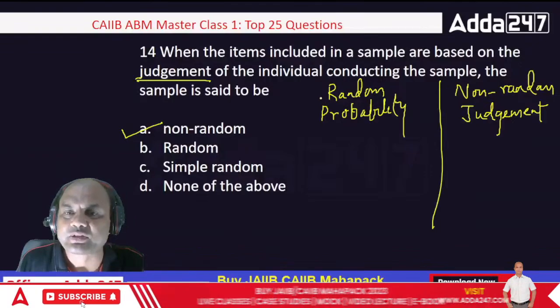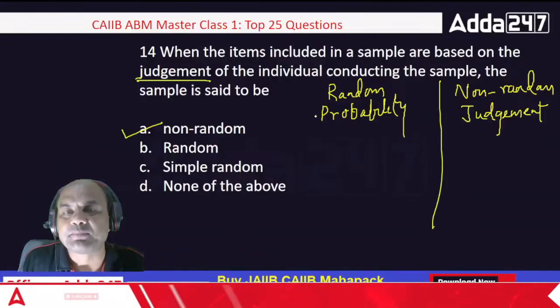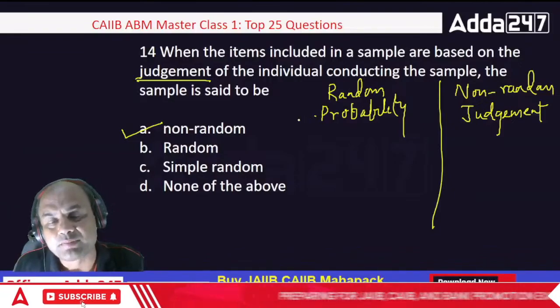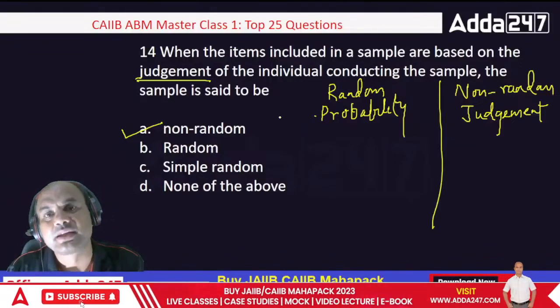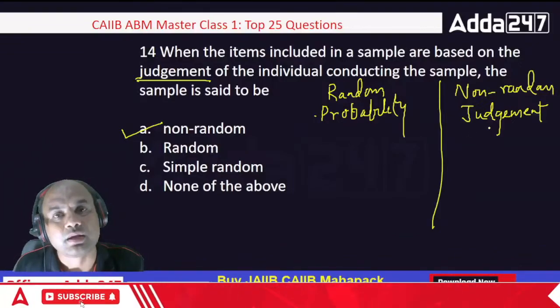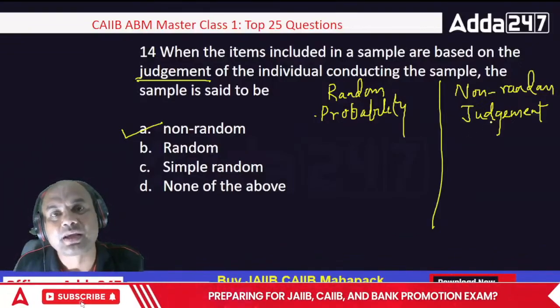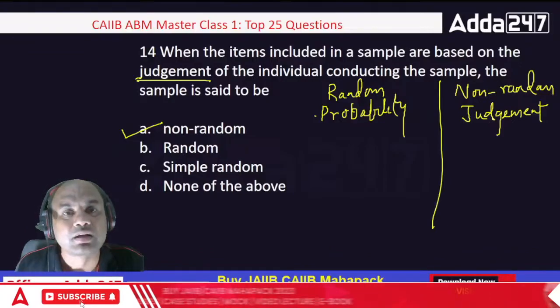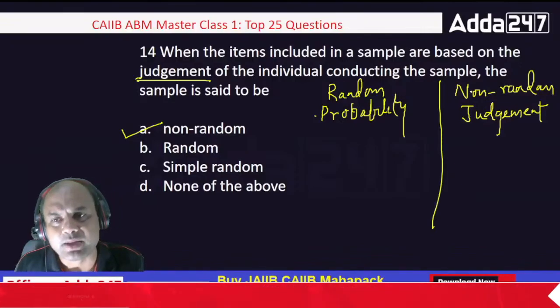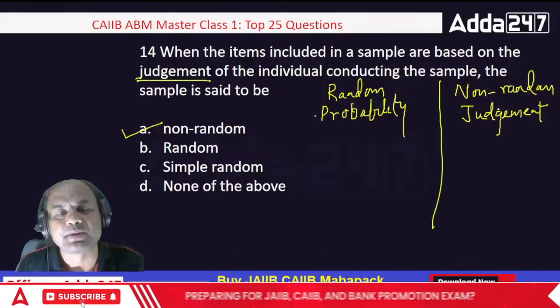In random, that is probability sampling, you have 4 types: simple random, systematic, stratified, and cluster. And in non-random you have many: snowball sampling, convenience sampling, and 3 to 4 more. There are many judgmental samplings also.